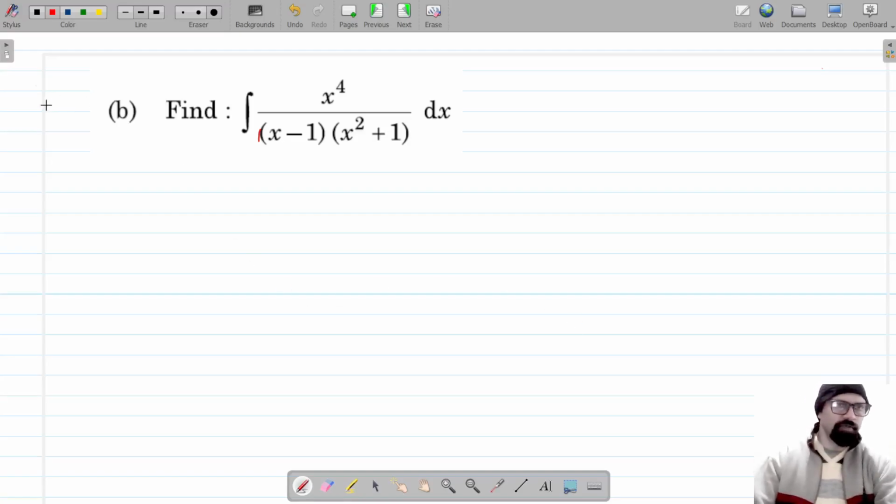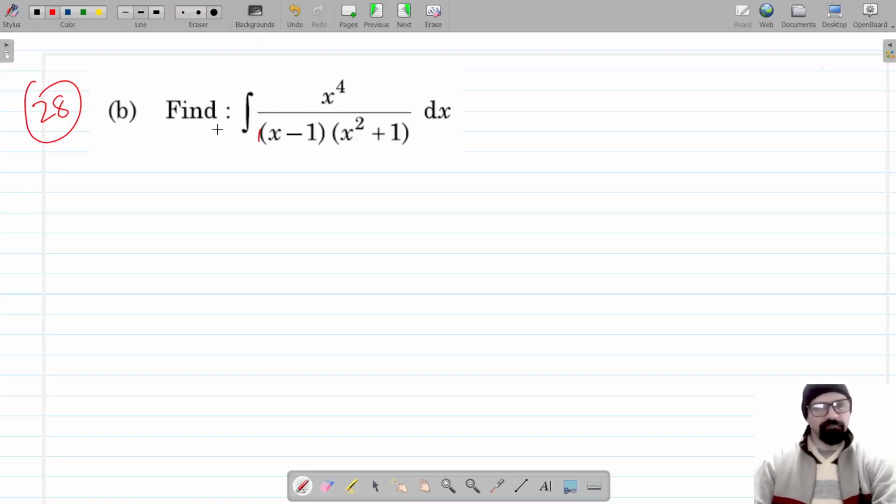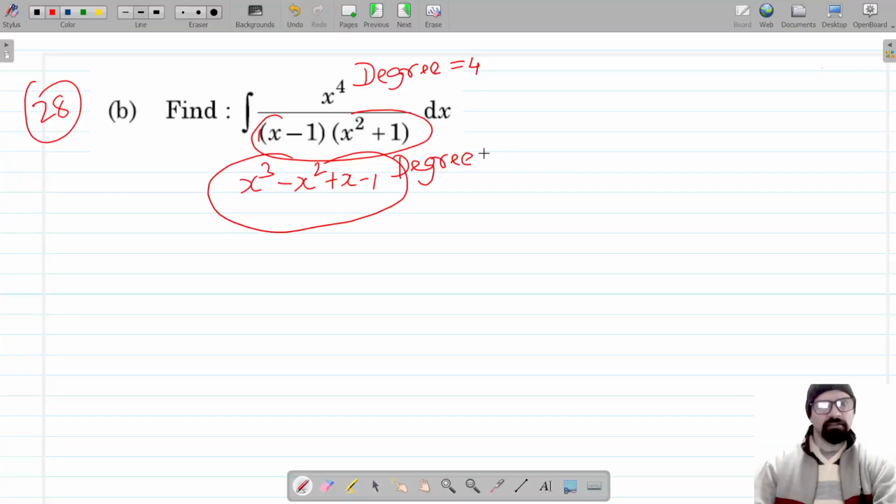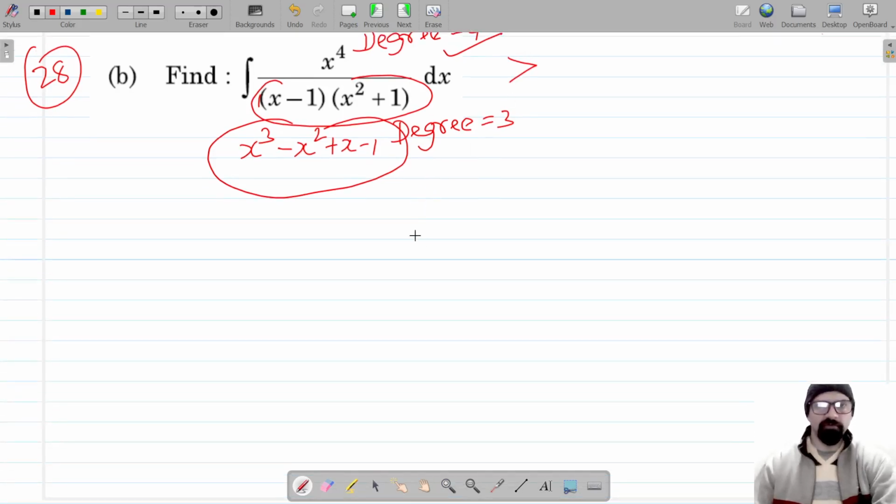This is question number 28, part B. This is the integral that we have to evaluate, with x raised to the power 4 in the numerator. The degree of x raised to the power 4 is equal to 4. And the denominator, I can write as x cubed minus x squared plus x minus 1, and its degree is equal to 3. Now the degree 4 is greater than degree 3, so that means we have to divide.